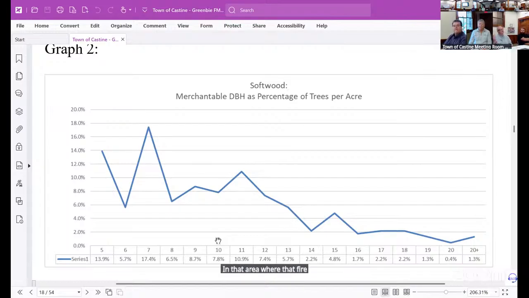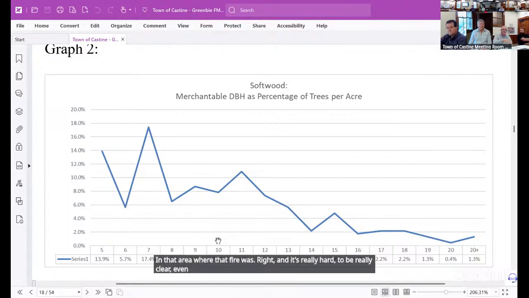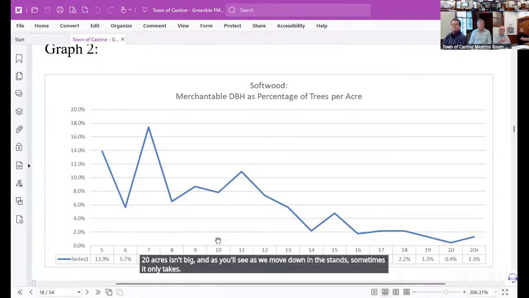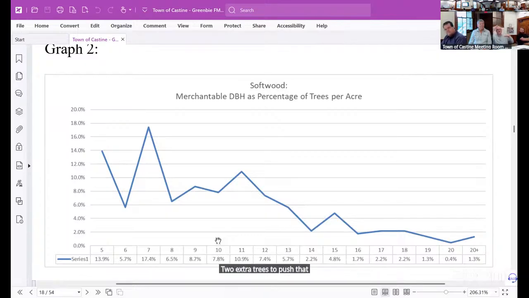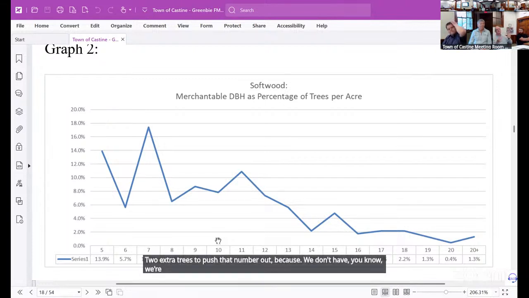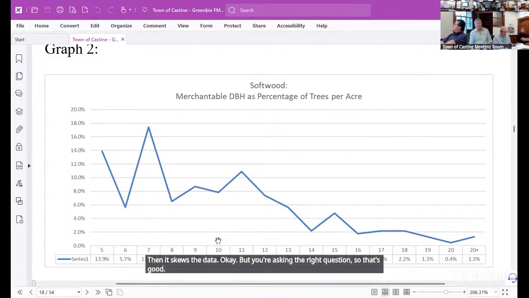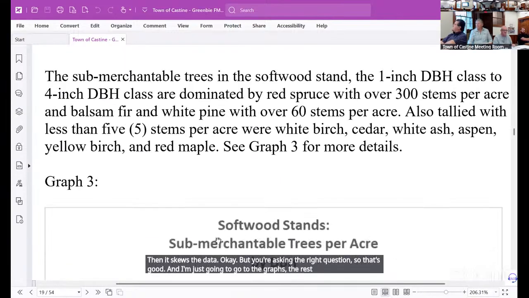It's really hard, let's be really clear, even working on a grid like this. 20 acres isn't big, and as you'll see as we move down in the stand, sometimes it only takes 2 extra trees to push that number out, because each of these plots we did represents about 2.5 acres. If a plot was on the edge of something like that and picked up 3 extra 7-inch trees, then it skews the data. But you're asking the right question, so that's good. I'm just going to go through the graphs, and the rest you can read between them.